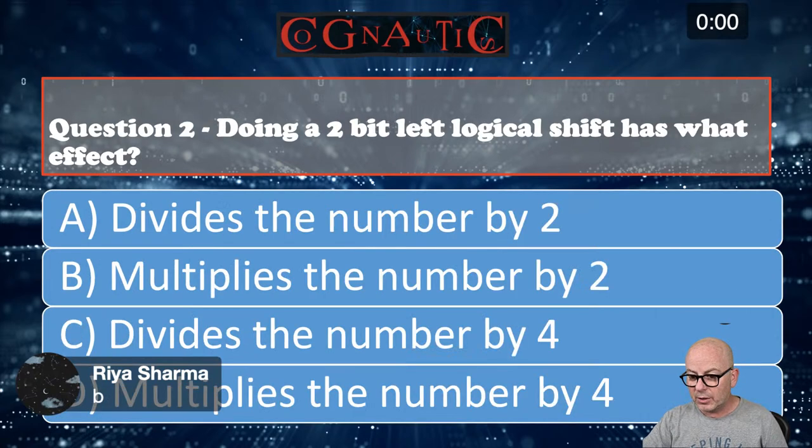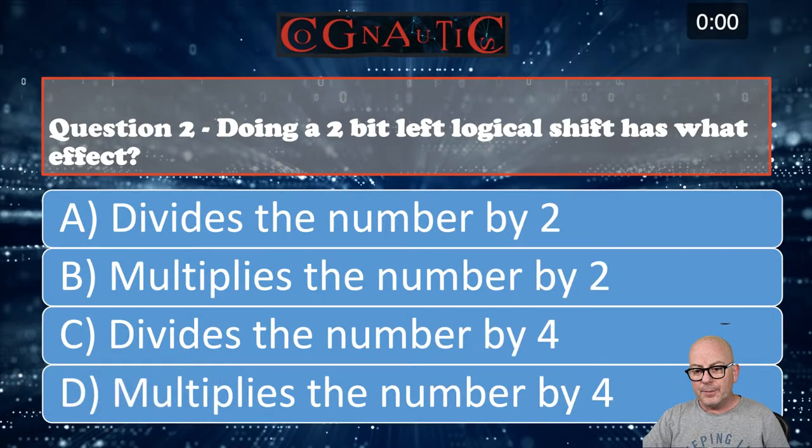I've got 2 minutes left. Let's try and squeeze in one more of these. Okay, doing a 2-bit left logical shift has what effect? I'm pleased this one's in here because I didn't exactly tell you, but I gave you an indication. And they sometimes ask this. Doing a 2-bit left logical shift, which means moving across two numbers, if you like, 2 bits, divides the number by 2, multiplies the number by 2.